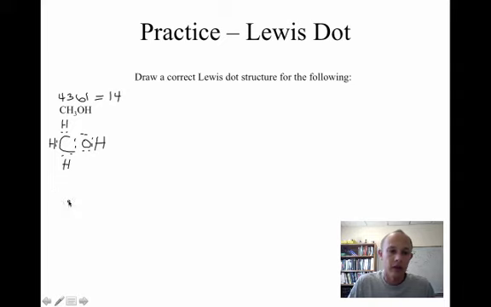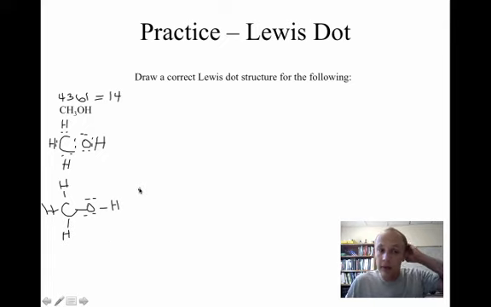We can also use bonds instead to make this a little bit cleaner. So we have a bond between each carbon and each hydrogen. We have a bond to the oxygen, a bond to the hydrogen, and then the oxygen has 2 lone pairs of electrons, like so. So that would be methanol.